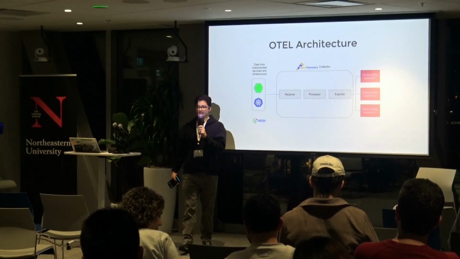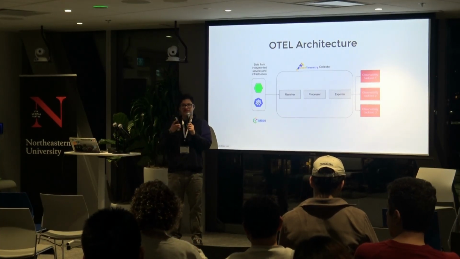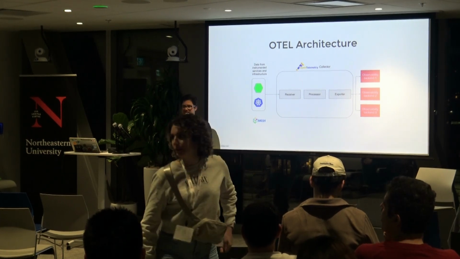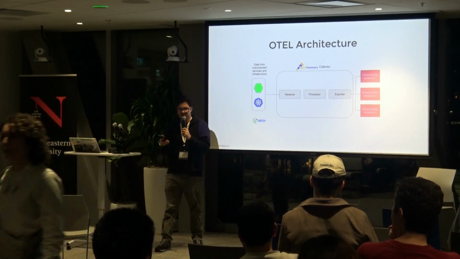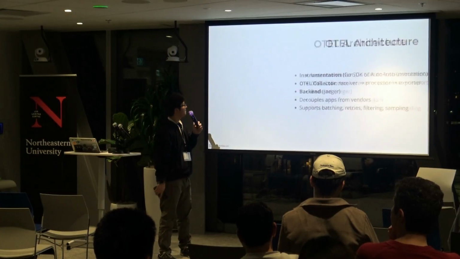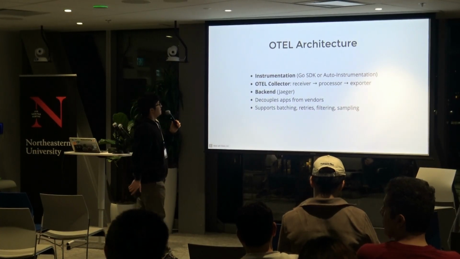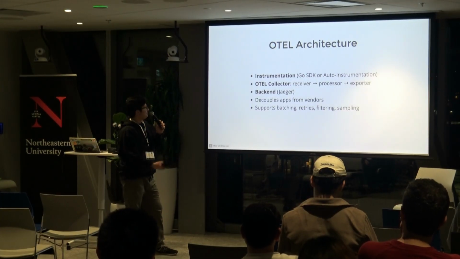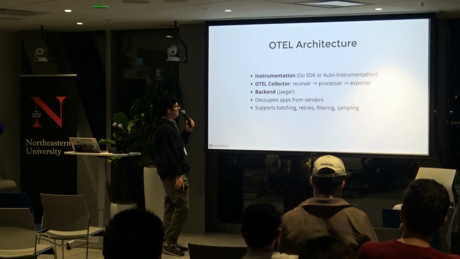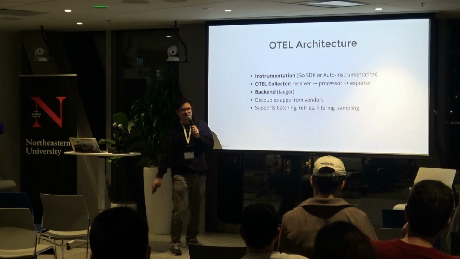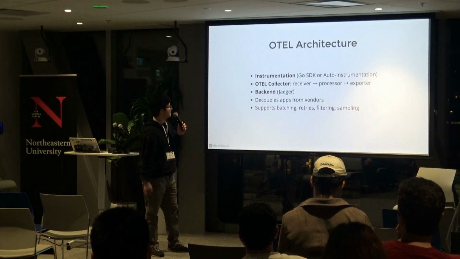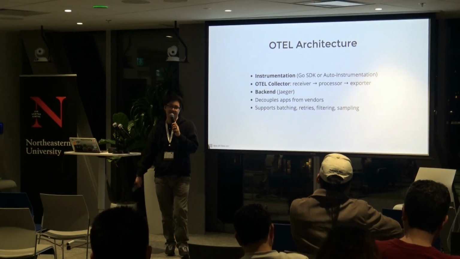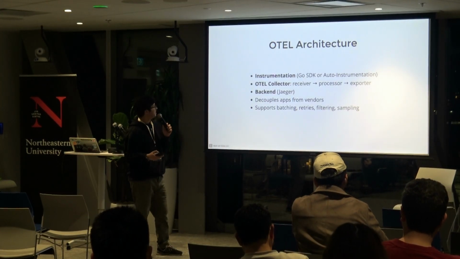Like if you have a use case for Tempo, you can have a separate Tempo instance plugged into the same OpenTelemetry that Jaeger is consuming, and it doesn't matter. It will be able to source from everything. So again, this is just the architecture in text, what we talked about. And again, it's really nice that it decouples the apps from vendors, so you can switch at any time that you want. And it supports batching, retries, filtering, sampling, which are things that we're going to be doing today.